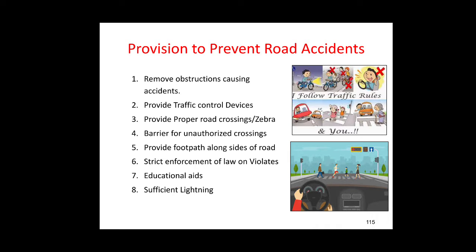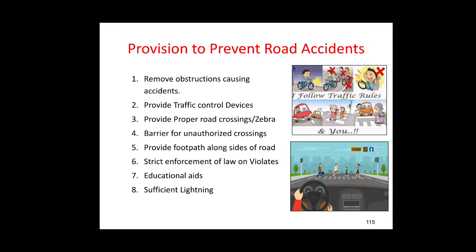Next is to provide proper road crossings or the zebra crossings. Provision of the road crossings or the zebra crossings allows the pedestrians to cross the road. At the same time, it also alerts or makes the driver aware regarding lowering down his speed and allowing the pedestrian to cross the road. Barriers for the unauthorized crossings.